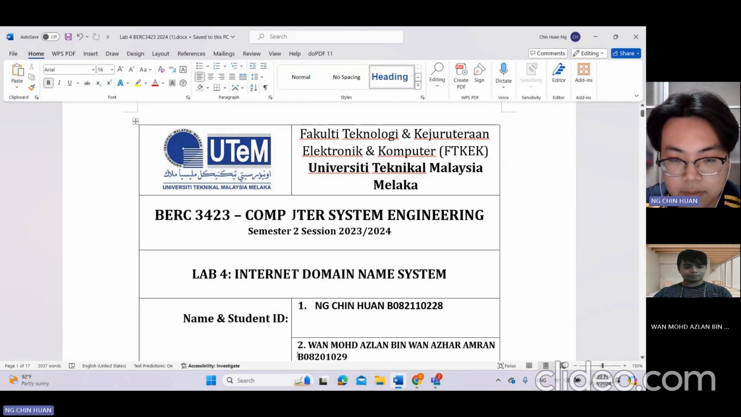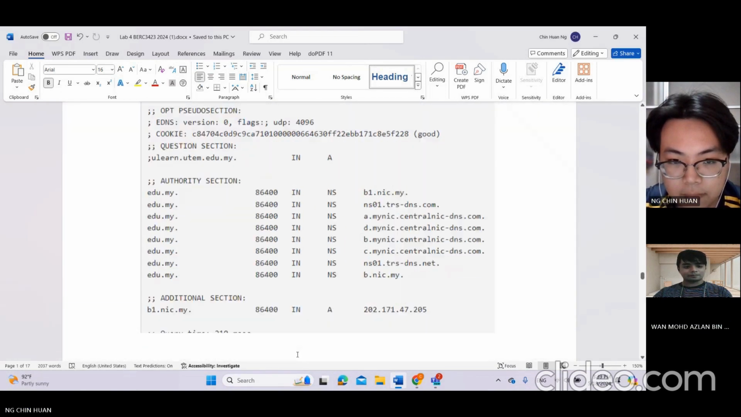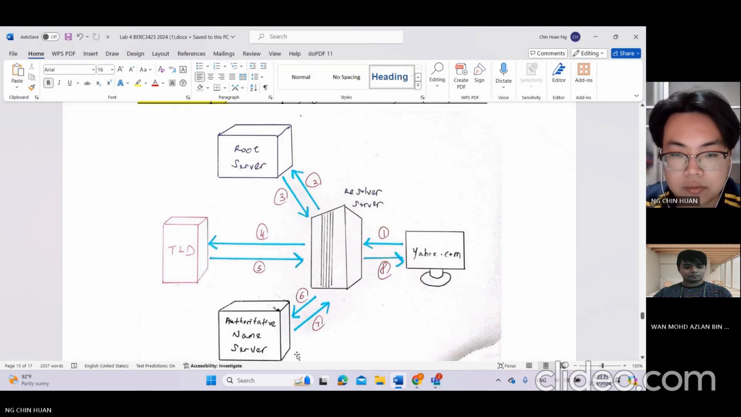So first, I will explain about the concept of this lab. When we type in yahoo.com into our web browser, and if the IP address is unavailable inside its cache memory, it will send a query to the next level, which is the resolver server. We call it the ISP.